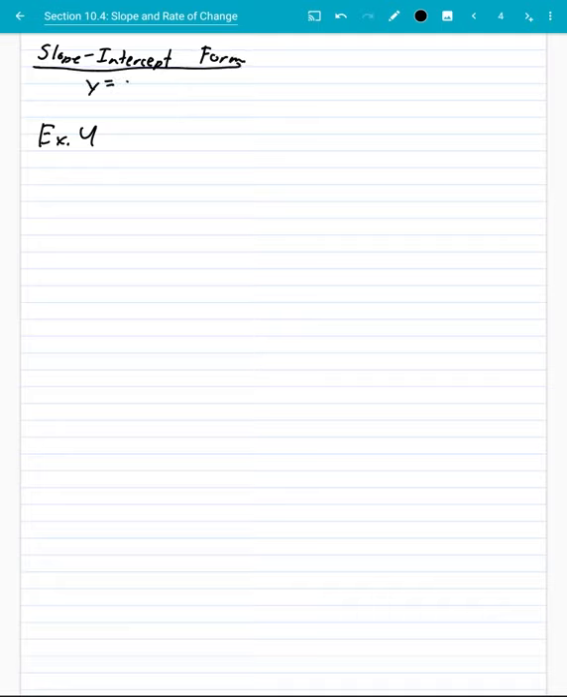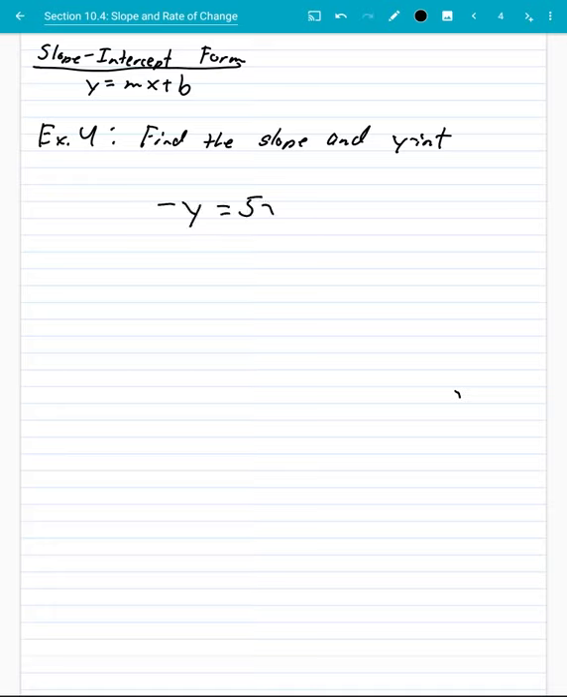So let's look at another example. Example 4. I'm going to write example 4 right here. I'm going to write our slope-intercept form so we can refer to it. Y equals mx plus b. So for example 4, it says, find the slope and the y-intercept of the equation. Our equation is negative y is equal to 5x minus 2.